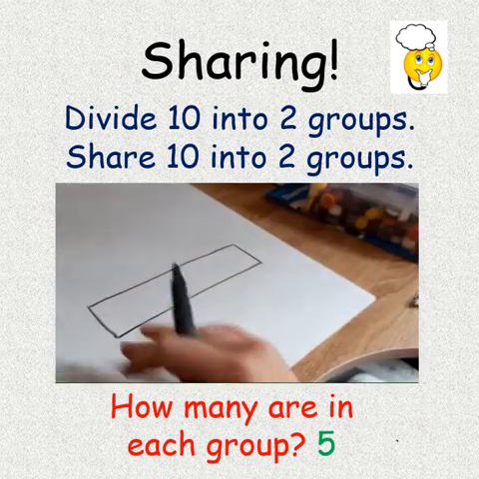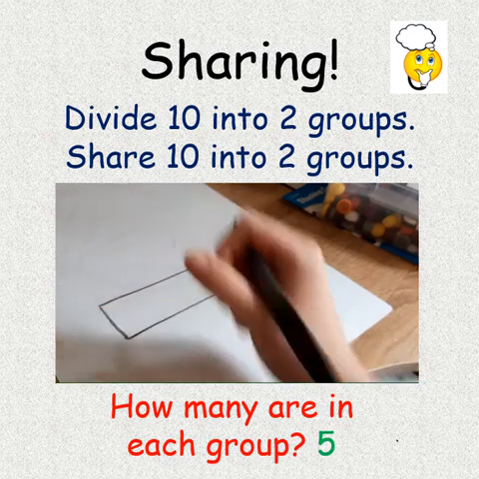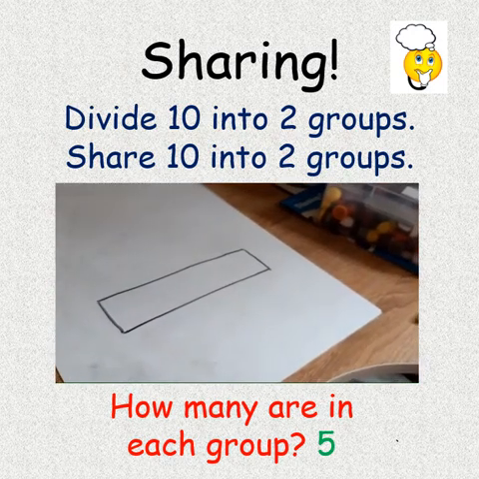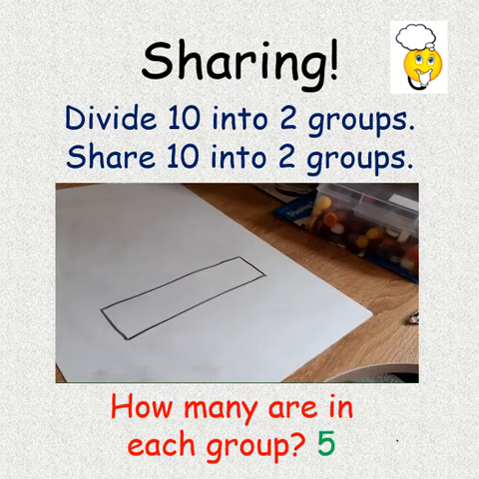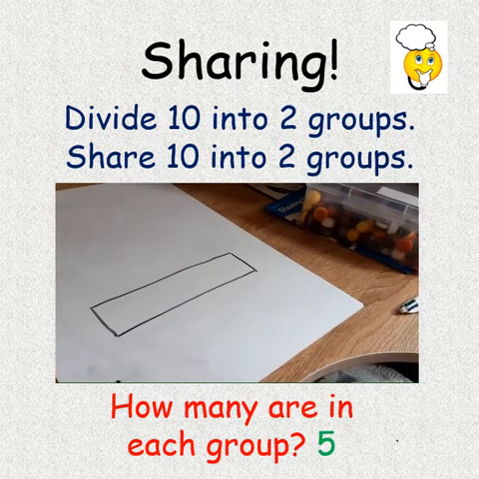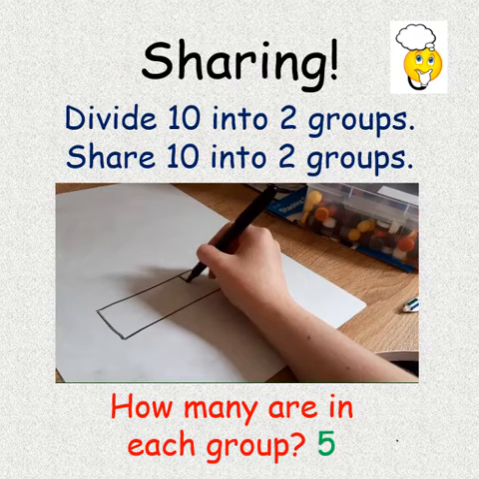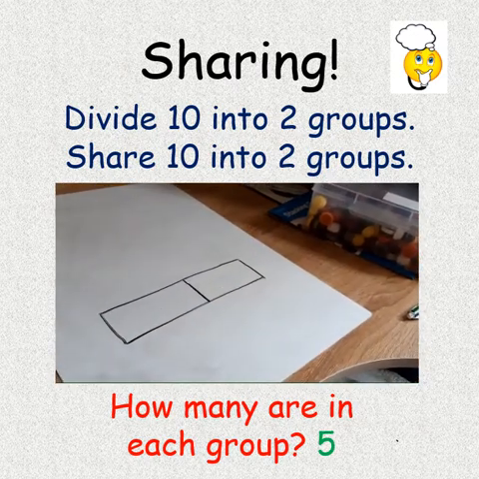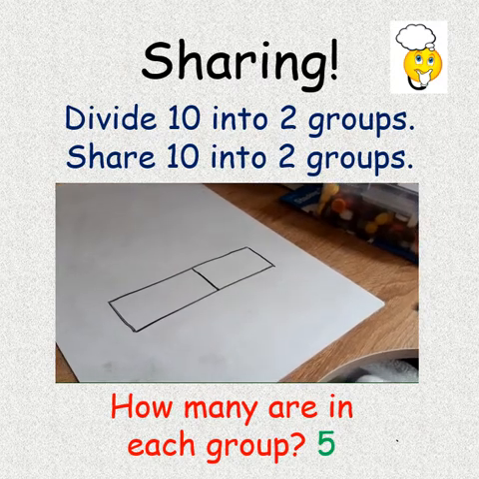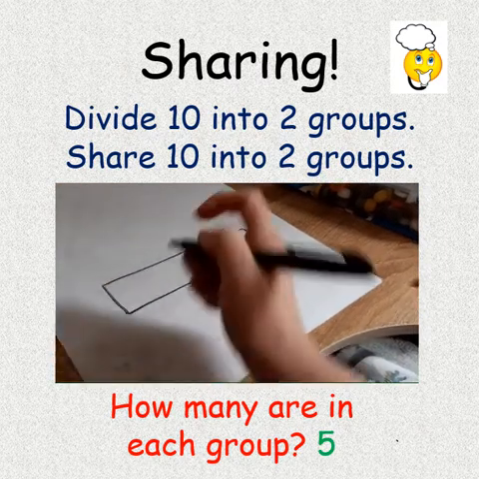Okay, imagine you're drawing a bar of chocolate. Don't do it too thin, okay? A big, long rectangle. And now I need to split it into 2 groups. So not 4 this time, 2. So I'm just going to do a line roughly down the middle because then I've got 2 groups. And now I'm going to divide 10 into 2 groups.